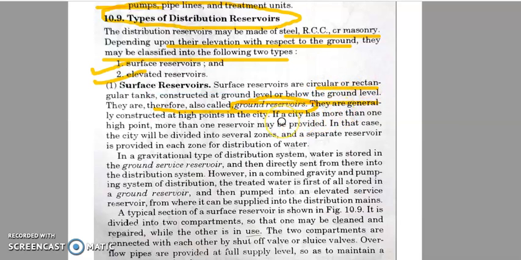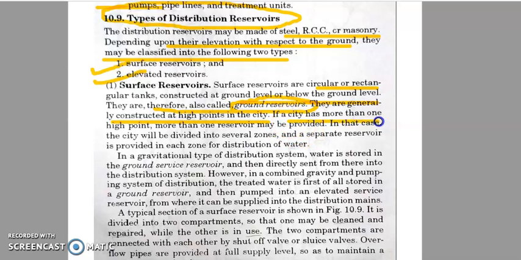Generally, whenever you are constructing these surface reservoirs, they are constructed at a high point in the city. So first you have to do a survey to find out the elevation of the different areas of the city and find out which is the highest point in the city. And at that highest point we generally construct these ground reservoirs.